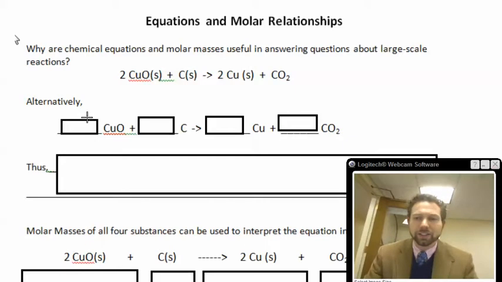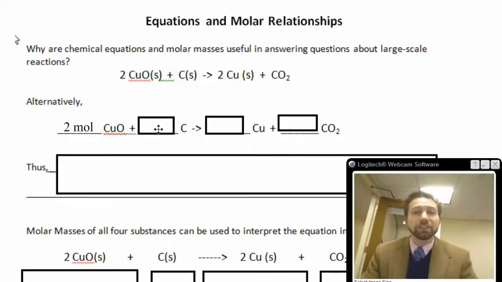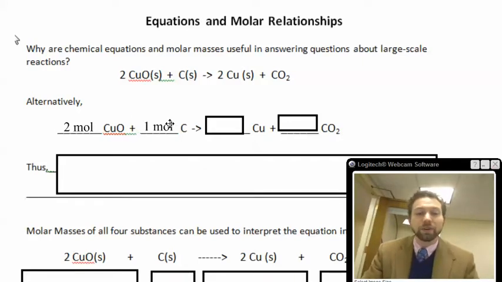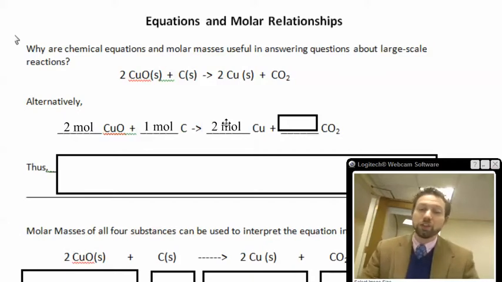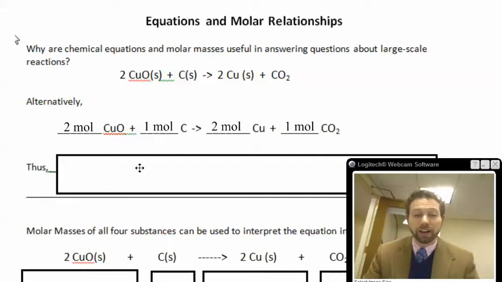So looking at this, we have two copper oxide molecules. To convert that to moles, we just say there are 2 moles. Again, this is just a proportion. So if we have 2 moles of copper oxide, and you're looking at an equation, we must have 1 mole of carbon. What does that make? 2 moles of copper metal and 1 mole of carbon dioxide.